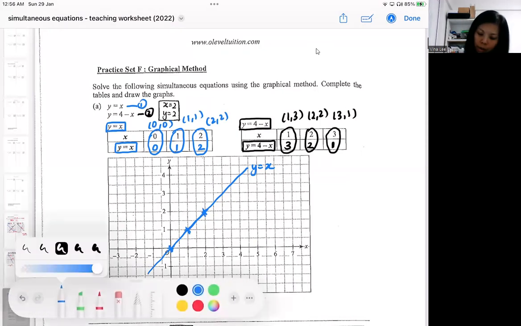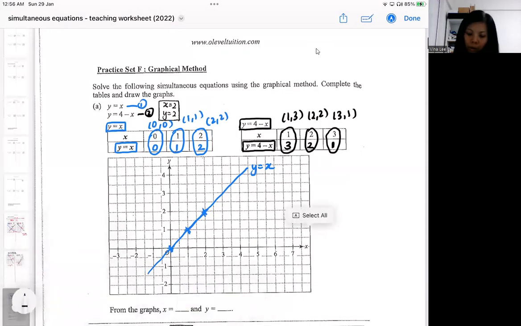Okay, so now I'm going to do the second line. You will get 1, 3. You will get 2, 2. You will get 3, 1. So it's quite a short line, so don't be stingy about it. Extend the line, and write the equation.